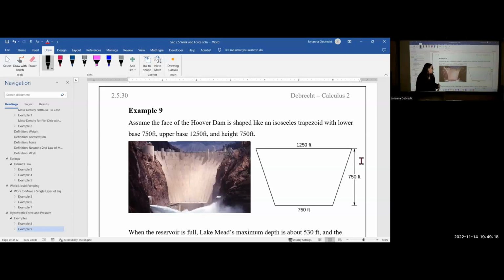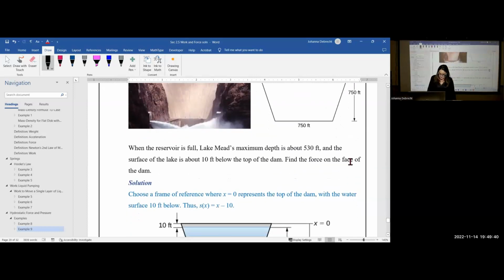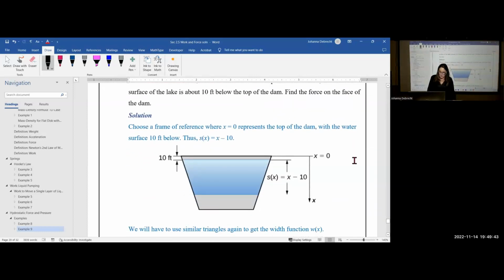When the reservoir is full, the lake at the top, the maximum depth is about 530 feet. So the depth of the water comes up to about here. The water level is about 10 feet below the top of the dam, right? So it doesn't come all the way up to the top, which is probably good. You don't want it spilling over, all right? We want to find the force of the water on the face of the dam, and then we'll talk a little bit about how to find the hydrostatic pressure as well.